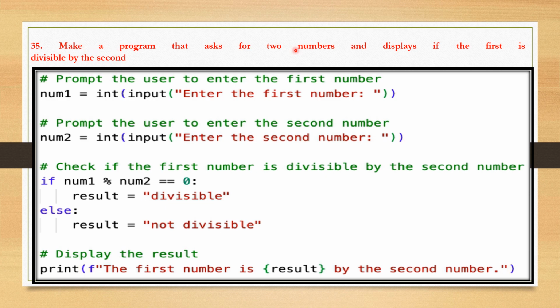Next is to write a program that asks for two numbers and displays if the first is divisible by 2. So we'll have to prompt the user to enter two numbers, check if number 1 is divisible by 2, the result is divisible, else the result is not divisible. And finally display the result that the first number is divisible or not divisible, whatever results we get for the first number.